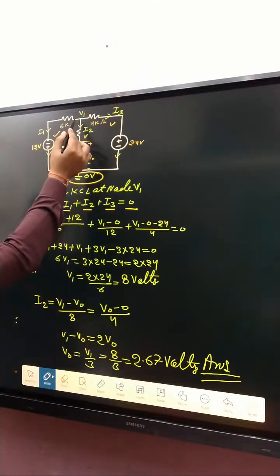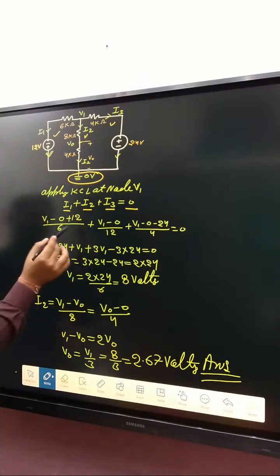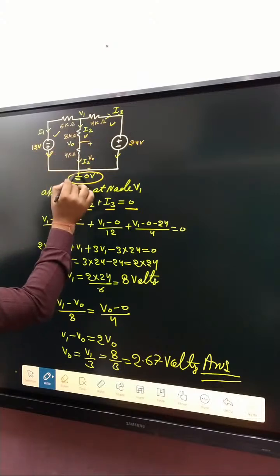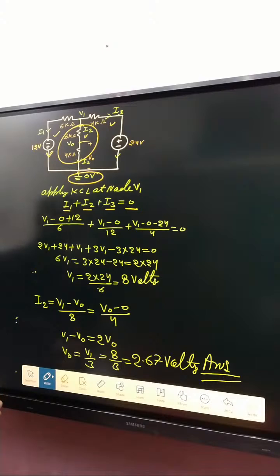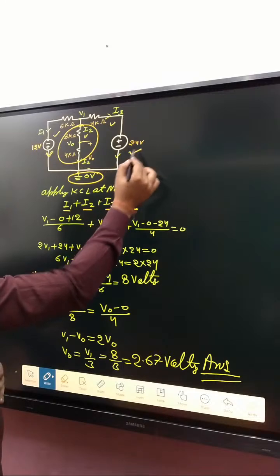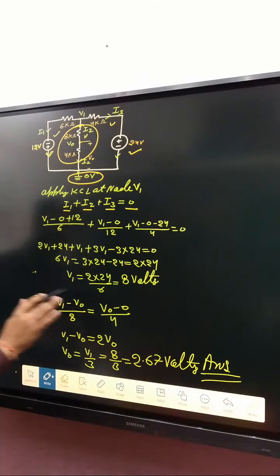I1 is basically written as V1 minus 0. Current leaves from the positive terminal, so plus 12 divided by 6. What about I2? V1 minus 0 divided by the sum of these two resistances, 8 plus 4, that is 12. I3 is V1 minus 0, and current leaves from the negative terminal, so minus 24 divided by 4 kilo ohm is equal to 0. After taking the LCM, we get V1, that is 8 volt.